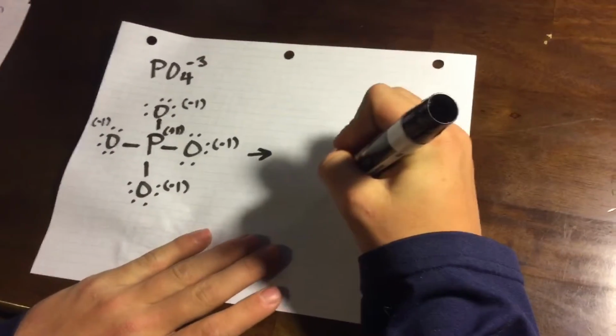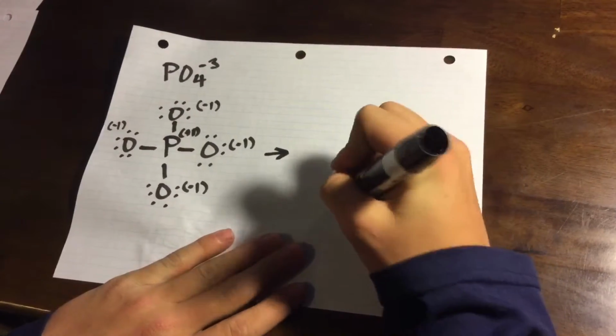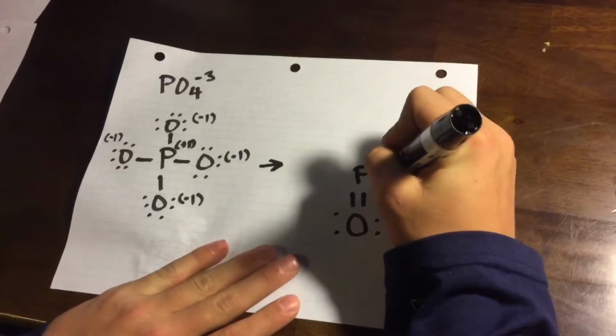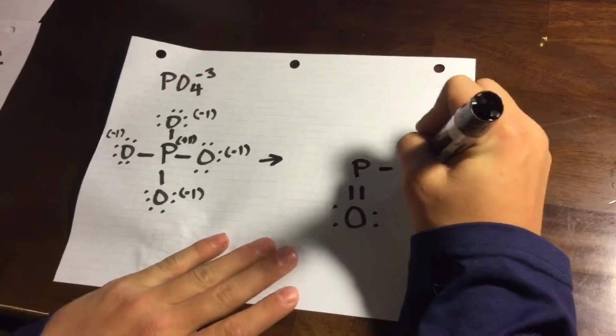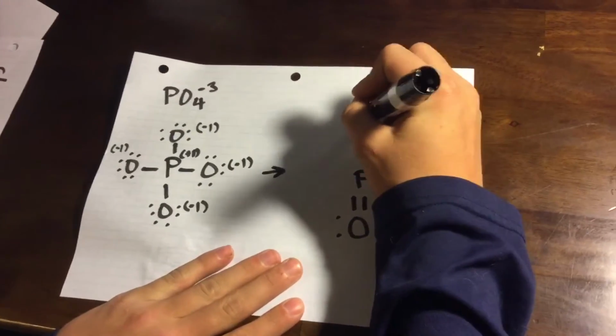You may think we're done, but if we look at the charges of the atoms, you'll see that they do not properly add up to a -3. We can fix this problem by taking 2 of the valence electrons from one of the oxygen and creating a double bond between the phosphorus and one of the oxygen.